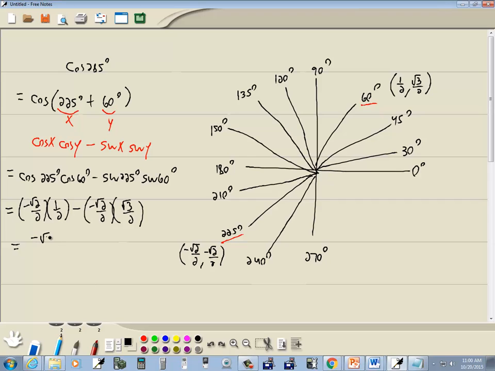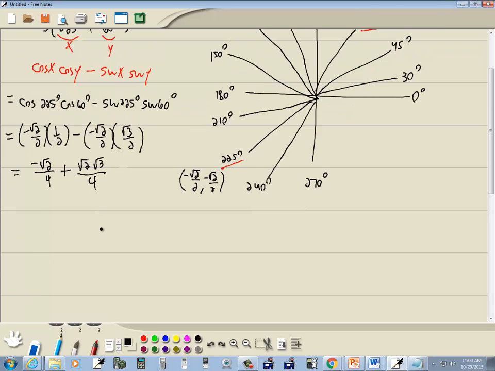Now that gives us negative square root of 2 over 4. Negative negative gives us a positive. And we've got square root of 2, square root of 3 over 4. Two different ways you could simplify this. One of them is, well actually let me merge them together first. So negative square root of 2 plus square root of 2 square root of 3 all over 4.